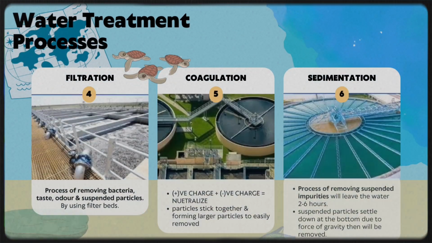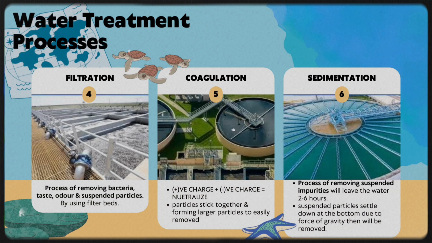Other than that, filtration is made to remove bacteria, taste, odor, and suspended particles by using filter beds. Moreover, coagulation is a process that produces positive charges by using a chemical like alum to neutralize the negative charges, so that the particles can stick together, forming larger particles to remove the impurities much more easily. After that, we need to do sedimentation. It's a process of removing suspended impurities by leaving the water undisturbed for 2 to 6 hours. Then all particles will be removed after they settle down at the bottom due to the force of gravity.